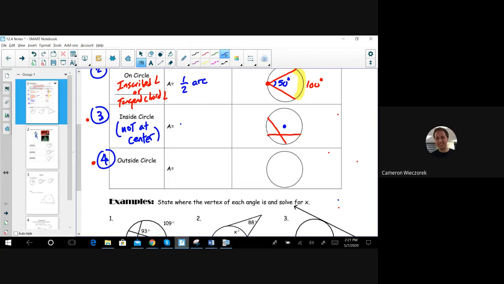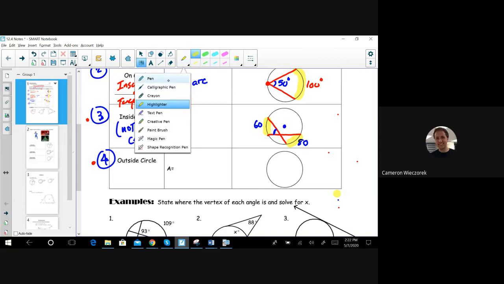So let's say I want to measure this angle in blue right here. Let's say that this is a 60-degree arc, and let's say this is an 80-degree arc. We can find the measure of this angle based on those two intercepted arcs for those vertical angles. If I have information about these two arcs, I can find that angle measure, and here's how I do it.